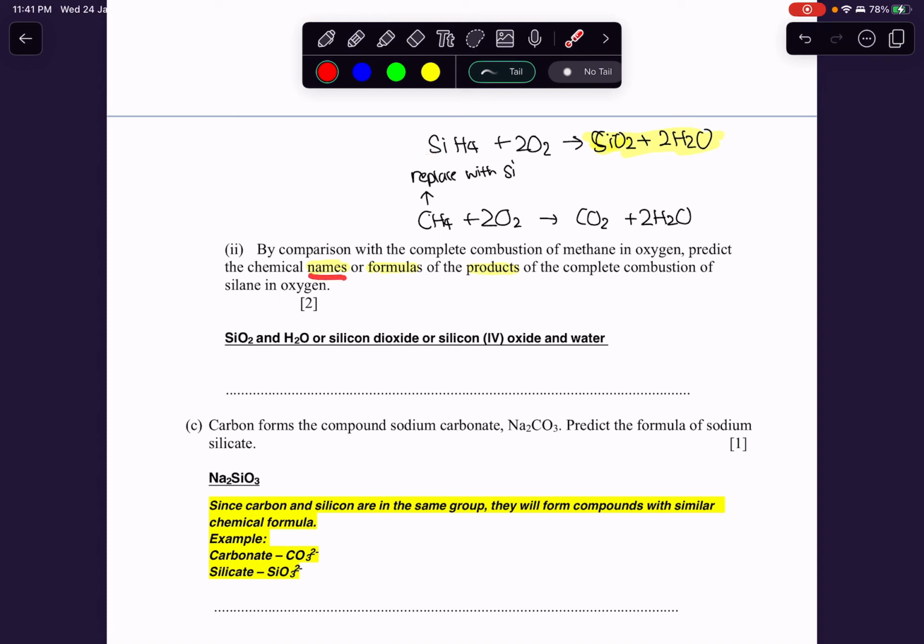If you want to say names, you can say silicon dioxide, or silicon(IV) oxide, because it's a plus 4 oxidation state if you calculate. And then water as well. Or if you want formulas, you can say SiO2 and H2O. Please do not include mole ratio.